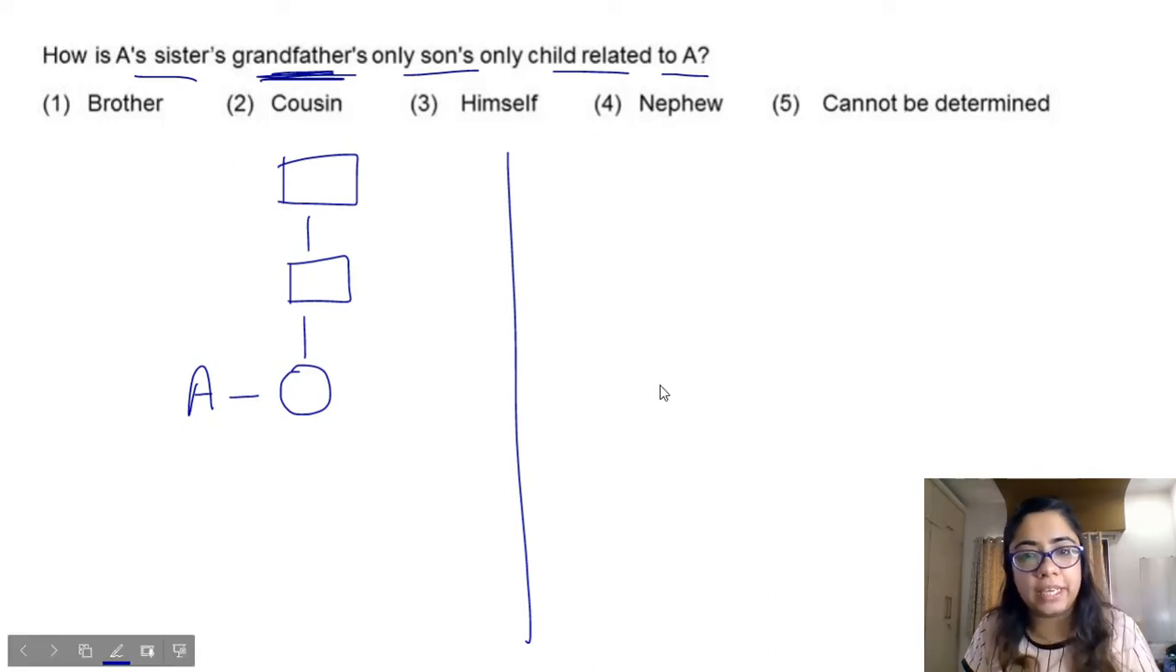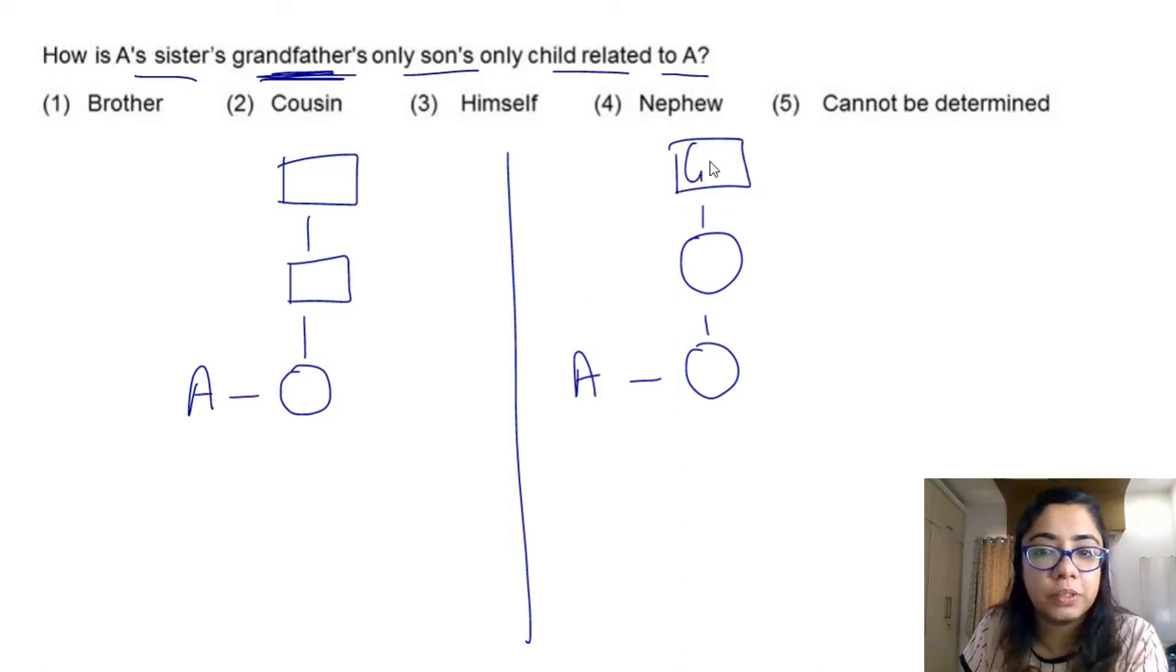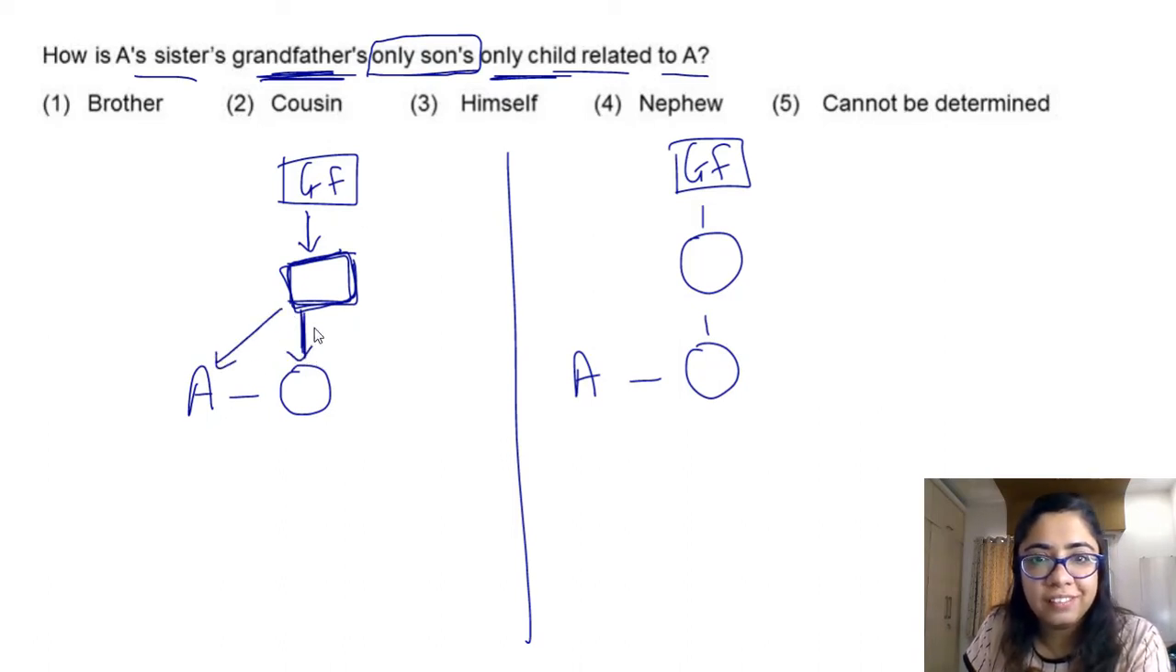You will make one more case. The second case will be A's sister's mother's father. Okay. Because maternal grandfather is also possible. He is also a grandfather. Grandfather's only son. Now in this case, he is the only son, and only child. Now this person is supposed to have an only child, but he's already having two children. So only child is not possible. So this is a wrong case. This is not a valid case.